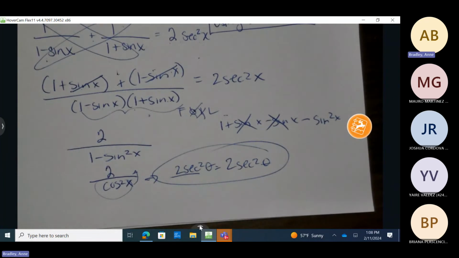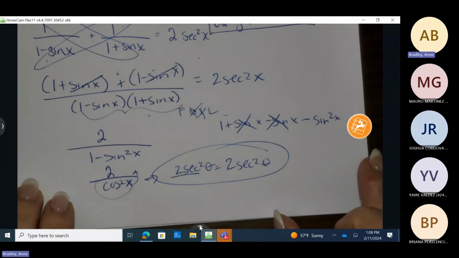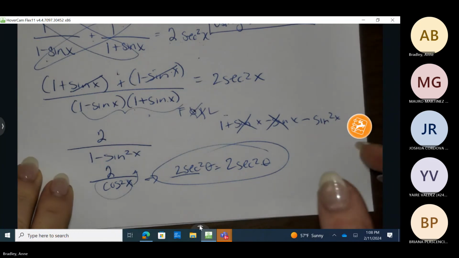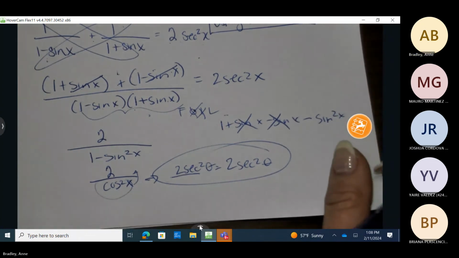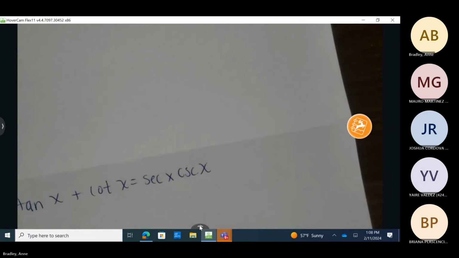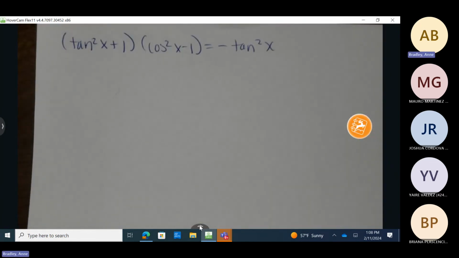Do me a favor again, for those that are with me, thank you for joining. Give me again a 1, 2, or 3, 3 being the highest, 1 being the lowest, your understanding of this problem. It's okay to be a 1, it's okay to be a 2.